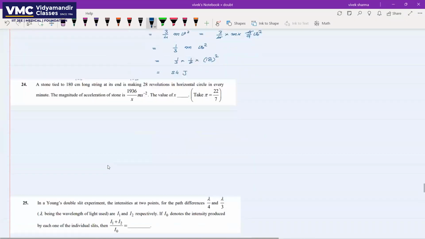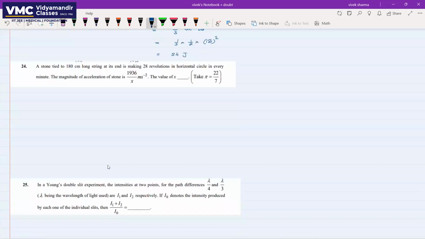Question number 24, it is saying a stone is tied to a 180 centimeter long string at its end, making 28 revolutions in a horizontal circle per minute. Magnitude of acceleration of the stone. As motion is uniform circular motion, so acceleration only will be centripetal, and centripetal acceleration that will be equal to L omega square. Length of the string it is 180 centimeters. So SI unit it will be 1.8 meter.